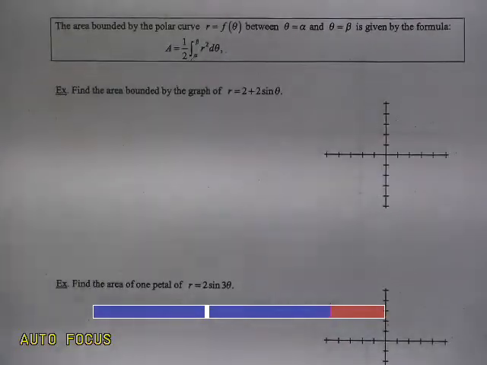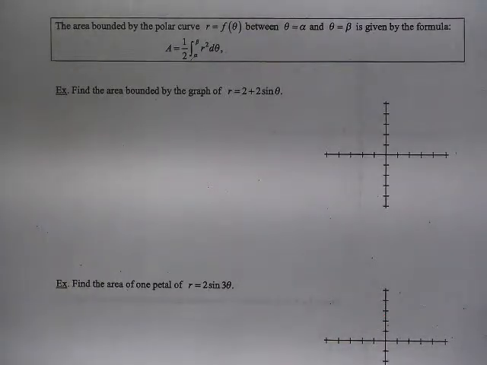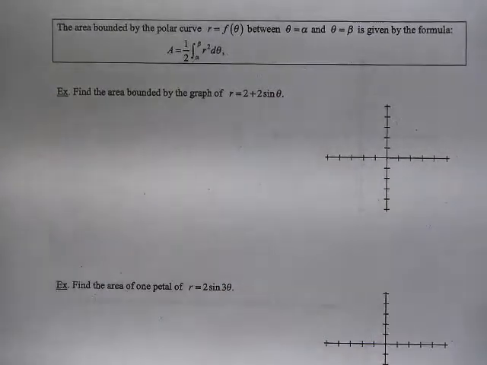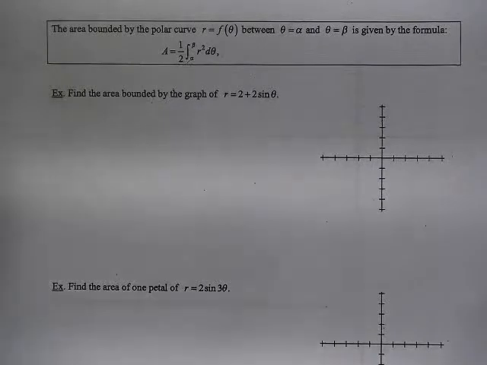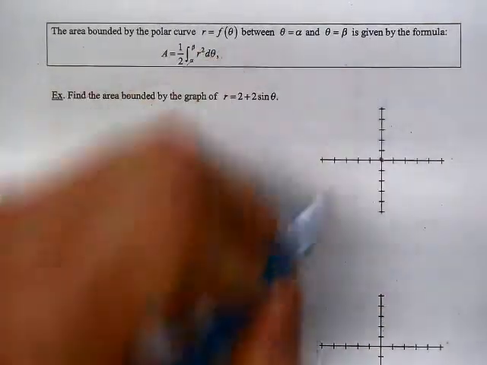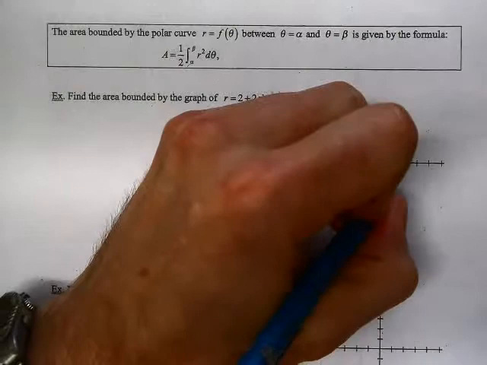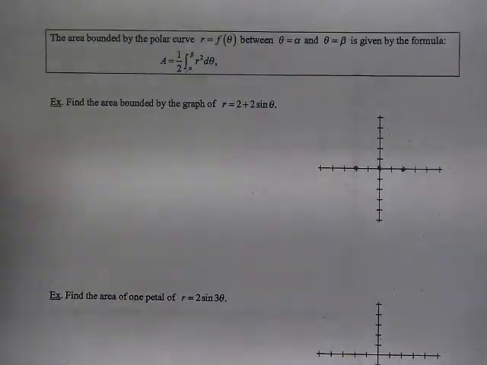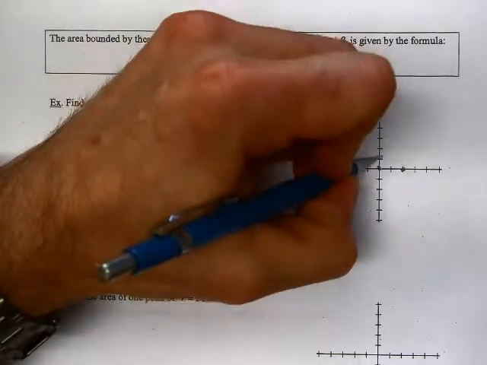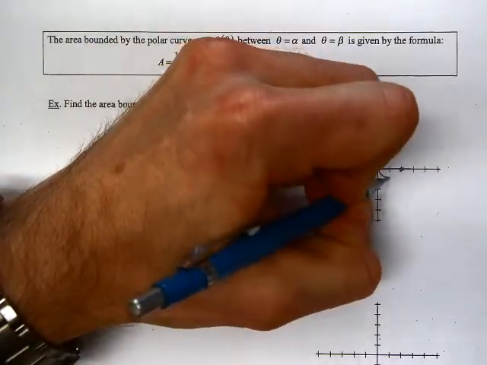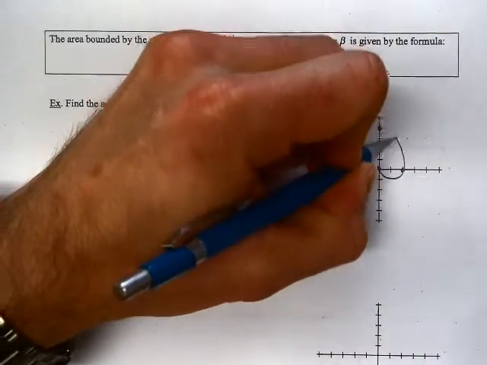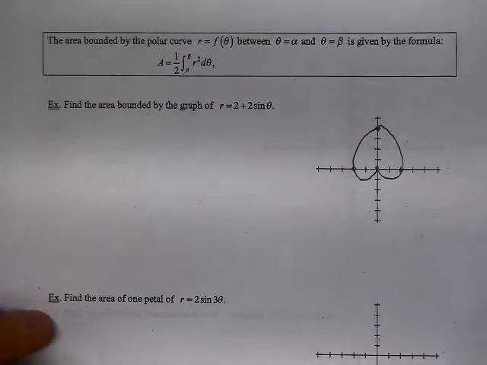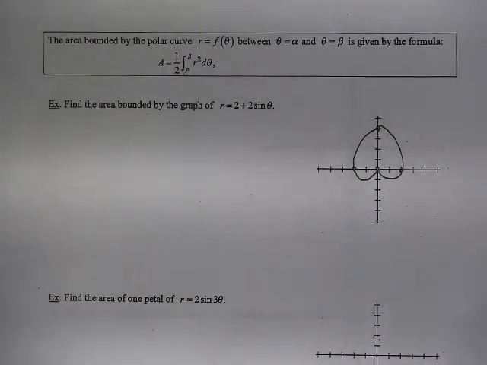So in order to do these areas, we need to be able to graph these things. And we look at this, r equals 2 plus 2 sine theta. When we graph this, we know it's going to have y-axis symmetry. We got a cardioid that looks something like that.